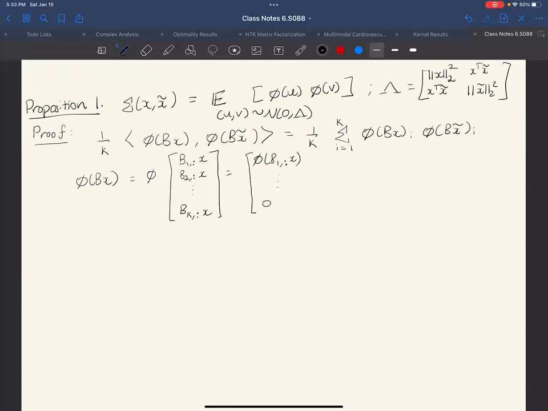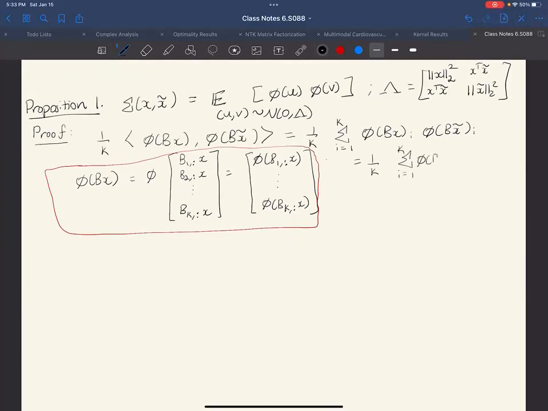And so I get that the I coordinate is exactly here, if I'm trying to simplify this set of equations. Let me just draw a little bounding box. So if I'm proceeding with this set of equations here, I get that this is sum i equals 1 to k of phi of b_i, the ith row of b, times x, and the ith row of b times x tilde.